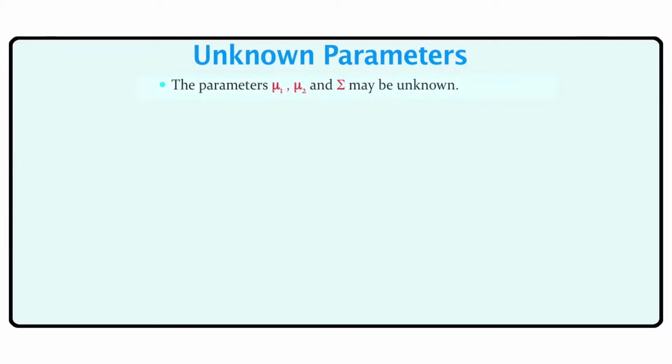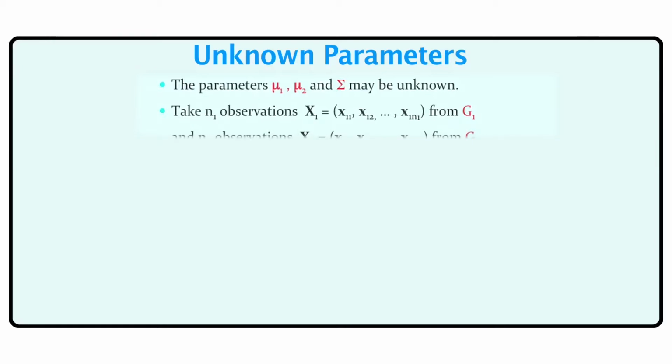Suppose the parameters mu1, mu2 and sigma are unknown. This is very often the case because we may not know mu1, mu2 and sigma beforehand. So what do you do in this case? We obviously need to estimate these parameters. We take n1 observations, say capital X1, which forms a matrix. This is n1 observations from the first group, and we take n2 observations independently from the second group.